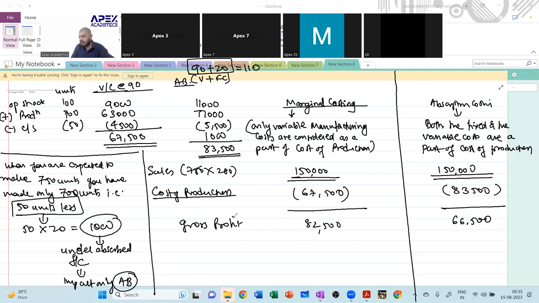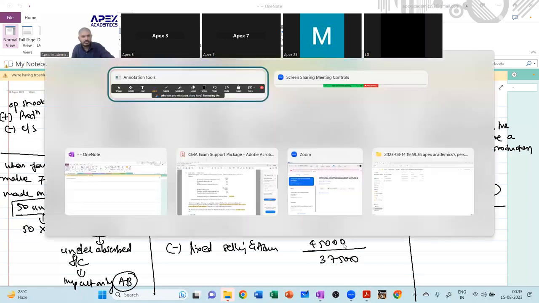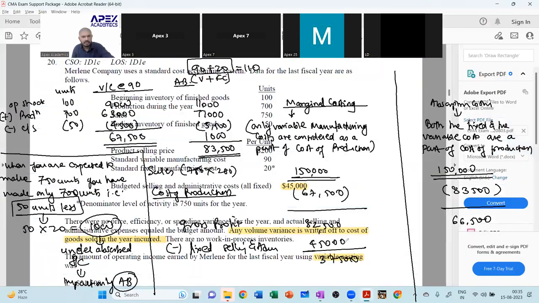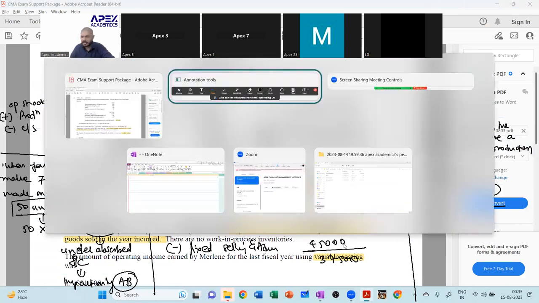What will we call this? We will call this gross profit. From this, what will be removed? Fixed selling and admin. I think that was 45,000. So 82,500 minus 45,000. What am I left with? 37,500. I think it's 45, or what is it? It is 45, right? It is 45. Just a second.